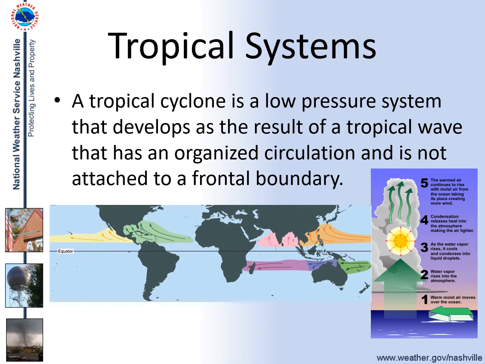Tropical systems develop in the Atlantic Ocean when an easterly wave moves off the coast of Africa and taps into the warm, moist air of the tropics here in the Atlantic Ocean. The storm intensifies in these 5 steps shown here. That warm air moves across, evaporates the water, turns it into water vapor, and it rises and condenses, and then keeps rising. That warm air continues to rise with the moist air from the ocean taking its place, creating more wind, and eventually becomes a tropical storm, which is an organized circulation. But not all tropical waves become tropical storms or hurricanes. Many dissipate after just a few days.